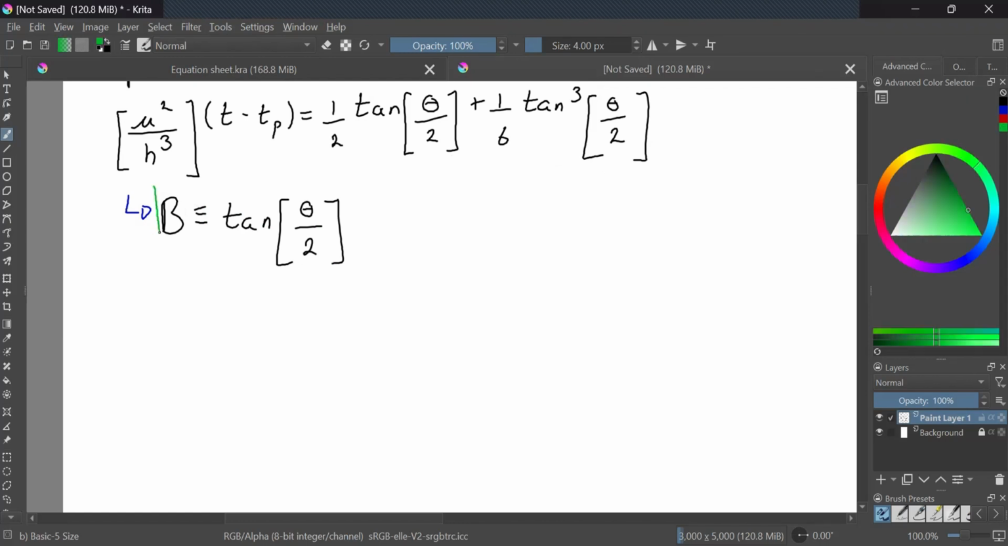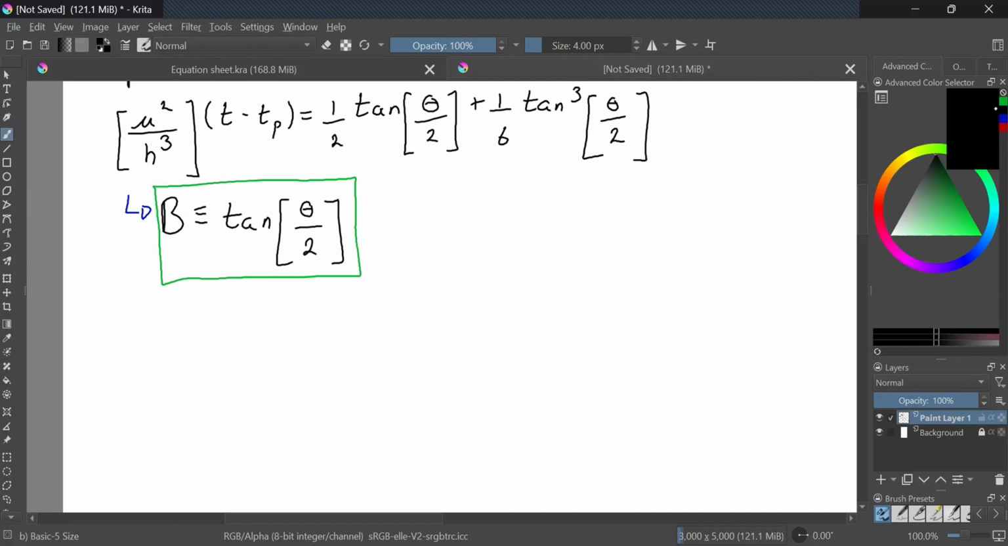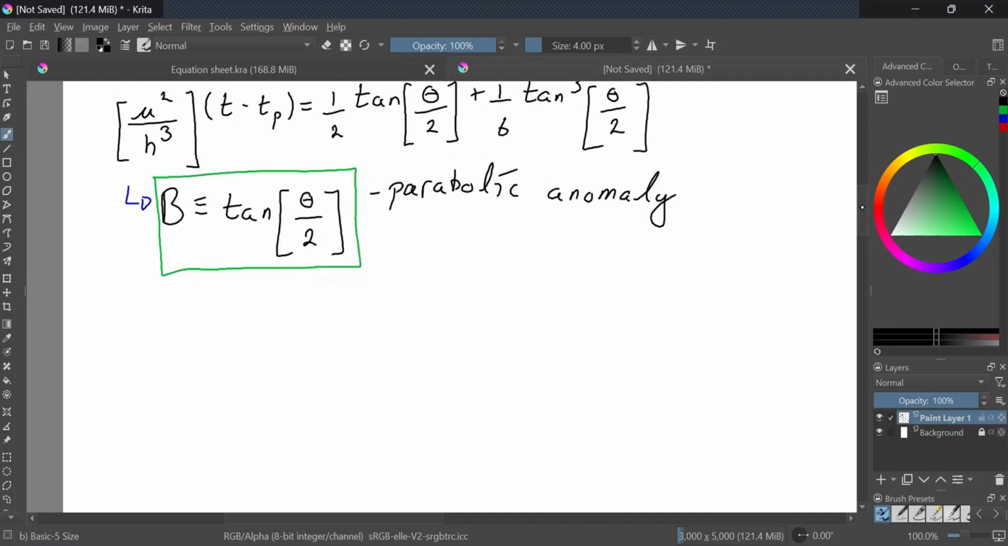And I'm going to box this in because while it may not be an equation that gives us a final answer that we really care about, it does help us with this. And that is definitely something that I don't want to lose track of. This, by the way, is called the parabolic anomaly. Cool. So I don't need to scroll down.